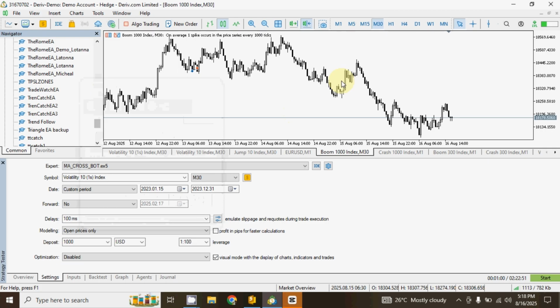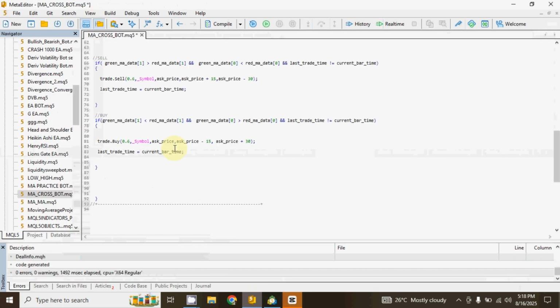Now that I've explained the logic we are going to use for the trailing stop, we are going to head to the MetaEditor and I'm going to show you how you are going to programmatically implement this. Remember, I used a trading bot that I've created to do the explanation, so we are still going to use the same trading bot to add the trailing stop logic in MQL5.